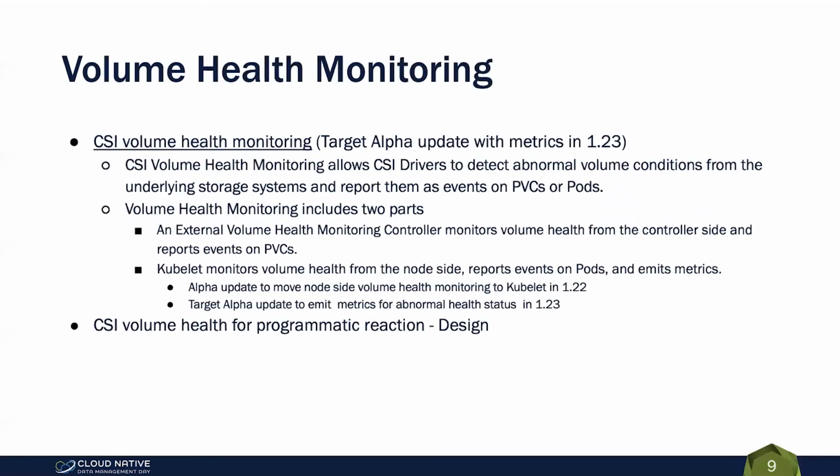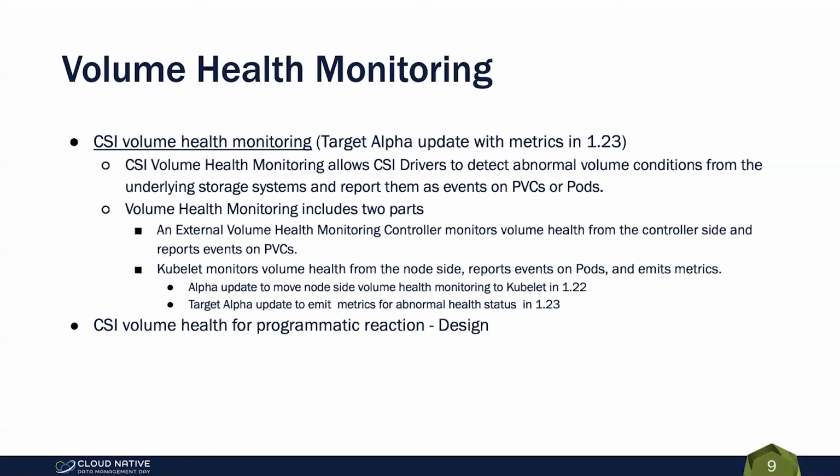Now I'm going to talk about this alpha feature, volume health monitoring. Without volume health monitoring, Kubernetes has no knowledge of what happened to the underlying volumes on the storage system after a PVC is provisioned and used by a pod. With this feature, the CSI driver can communicate with storage systems and find out what happens to the volumes and communicate back to Kubernetes. So Kubernetes can report events on PVCs or pods if volume conditions become abnormal.